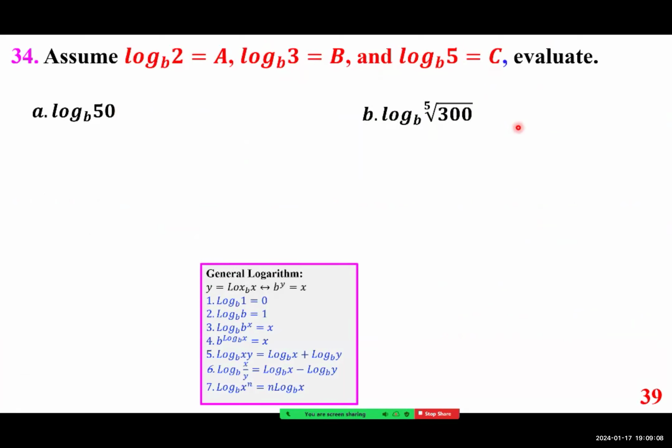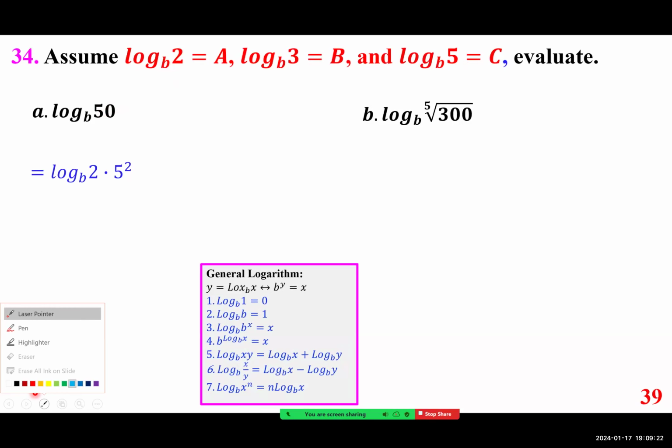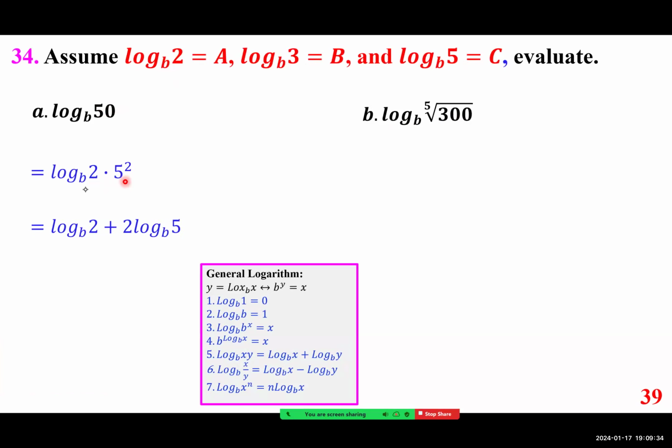So log of 50 base B, I hope you recognize, you have to use factoring to get to 2 and 5. So this is 2 times 25 or 2 times 5 squared. And I remind you, in case you want to do that from scratch, I do that to 300. I'll show you how you do the factoring. So this is log 2 plus 2 log 5. Okay, log 2 plus log of 5 squared, or 2 log 5. So log 2 base B is A. Log 5 base B is C. So this is A plus 2C.